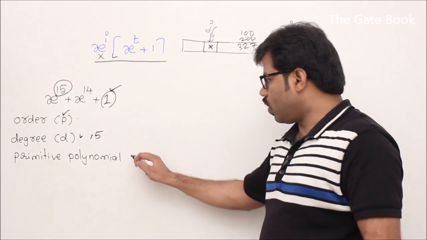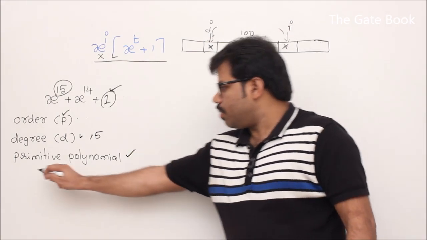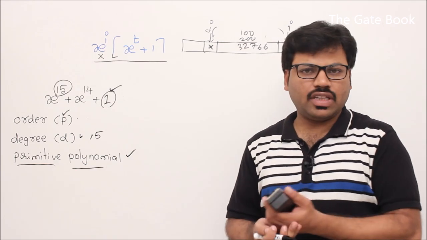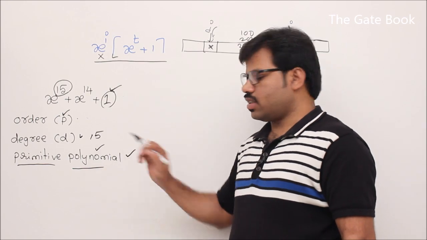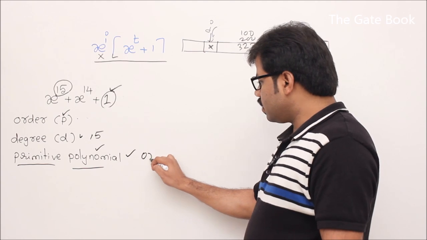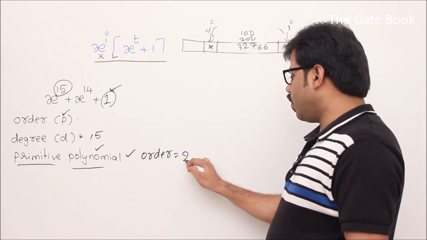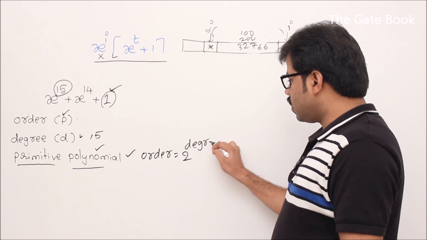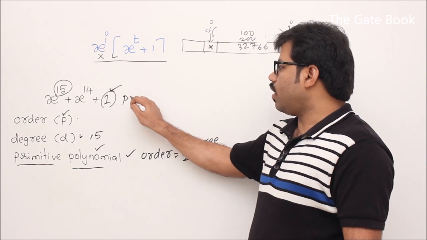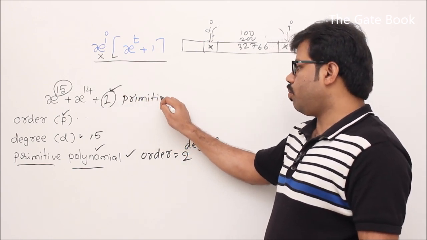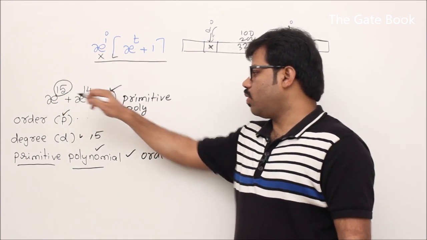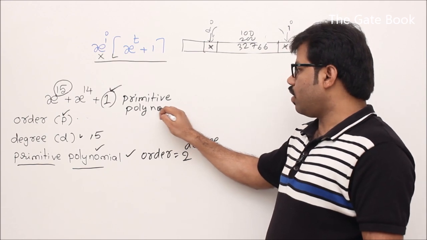Okay. Now let's focus on the primitive polynomial. So what is a primitive polynomial? That's why it is an advanced topic. If you don't understand it also, not a problem, but I'm just giving the definitions. So we are not going into the details. Don't worry. A primitive polynomial is a polynomial whose order is 2 to the power of degree minus 1. Such a polynomial is called a primitive polynomial. So actually this is a primitive polynomial. Why it is primitive is out of the scope for us. Just remember, this x power 15 plus x power 14 plus 1 is called a primitive polynomial.